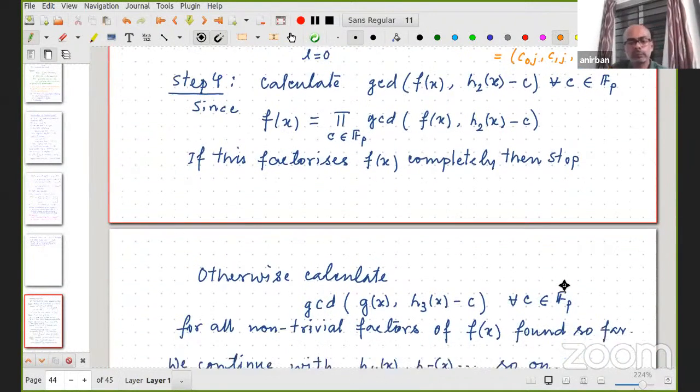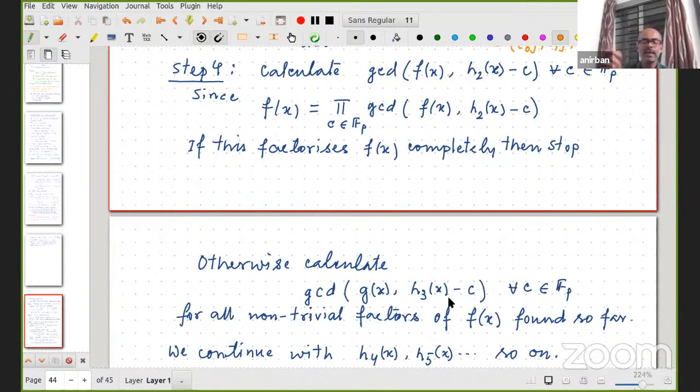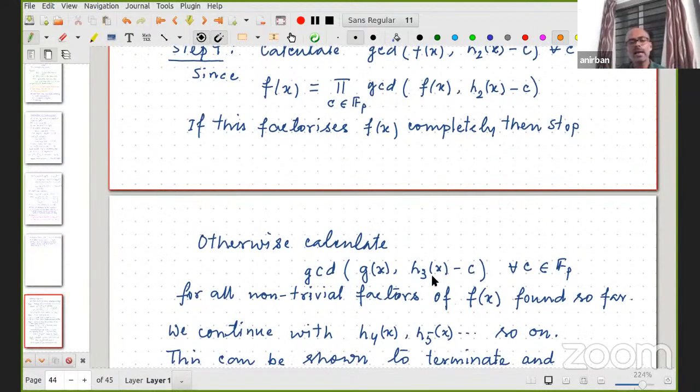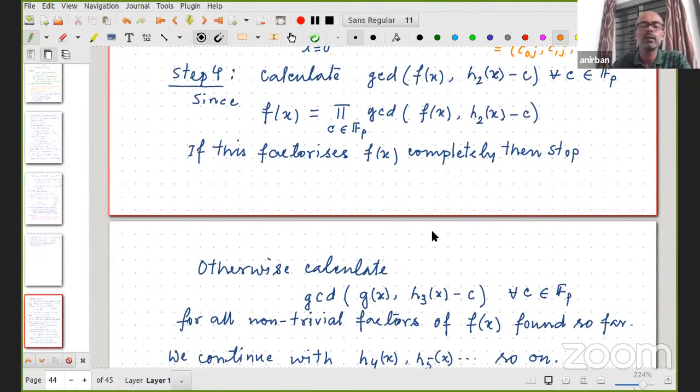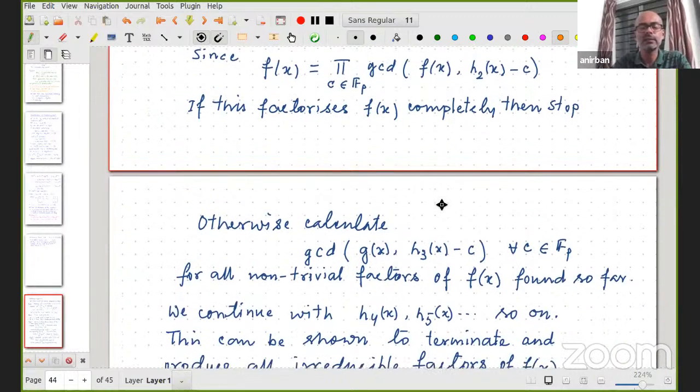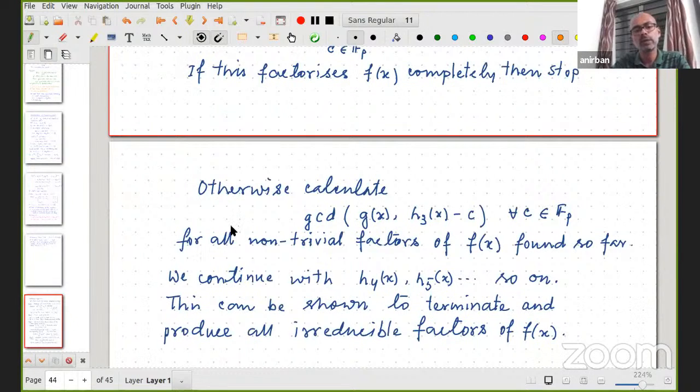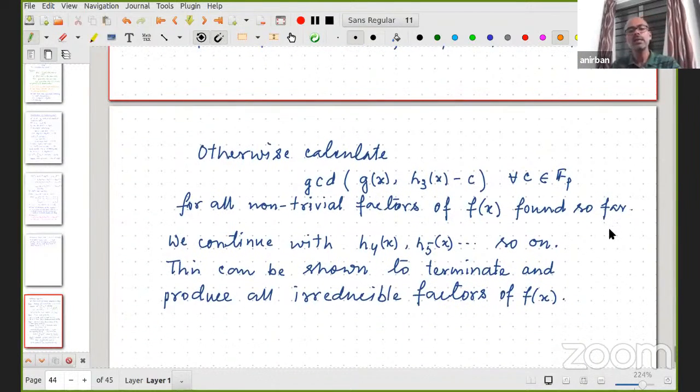If not, then we take the next polynomial h3 and do the same process with whichever non-trivial factor we get in the previous step. Suppose we get a factor g(x). Then we calculate the GCD of g(x) and h3(x) minus c, for all c, for all non-trivial factors found so far, and just continue with this. This procedure is going to terminate.